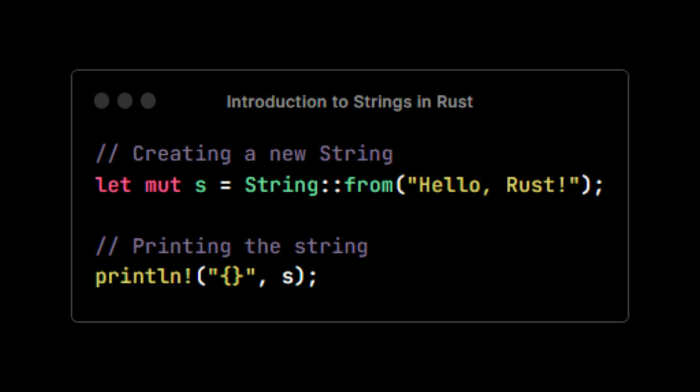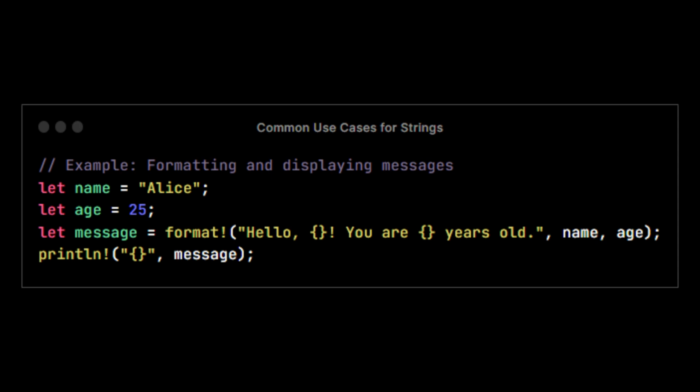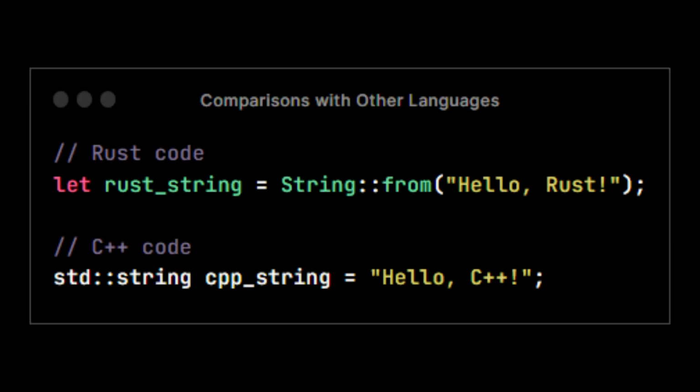To create a new string, you can use the String::from function or string literals. Common use cases for strings. Strings are commonly used for various purposes, such as storing and manipulating user input or text data, formatting and displaying messages, interacting with file systems and I/O operations, parsing and processing data in text-based formats such as CSV or JSON. Comparisons with other languages. In Rust, strings are handled differently compared to some other languages like C++.